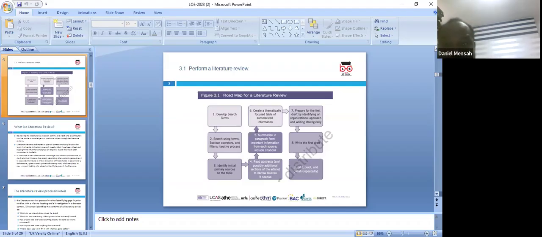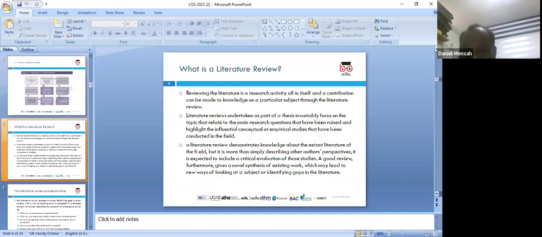So these are the roadmap for literature review. Okay, you have your search terms. You have to search using Boolean operators and filters, literature processes. Then you identify your initial primary sources on the topic. Okay, and you do these things in consultation with your supervisor. Very, very important. Okay. So in a literature review activity itself, a contribution can be made to knowledge on a particular subject through the literature review.